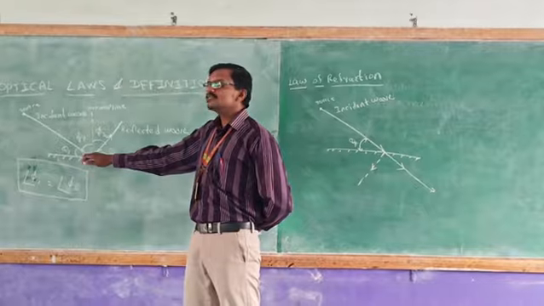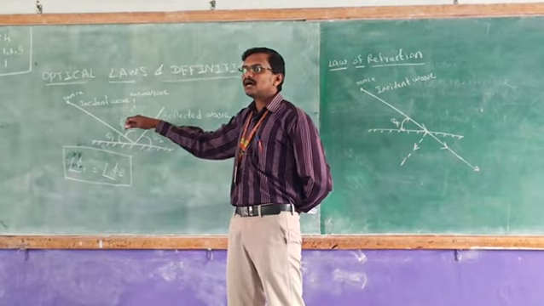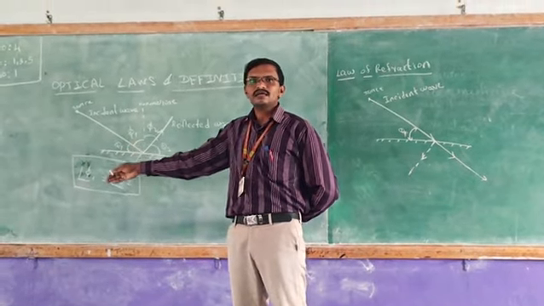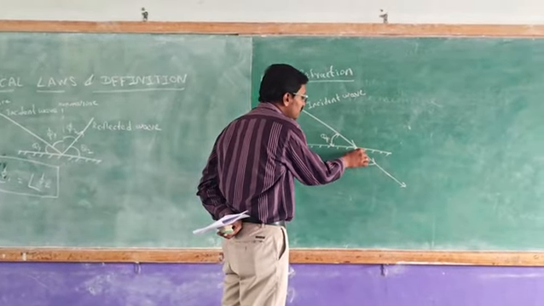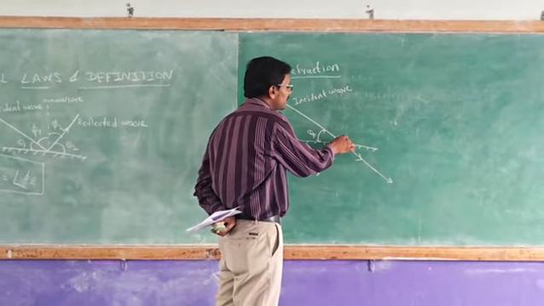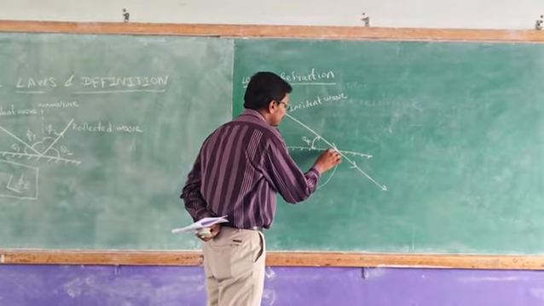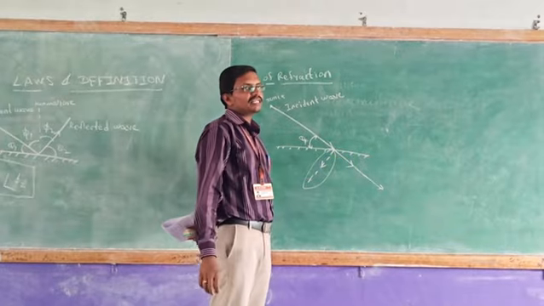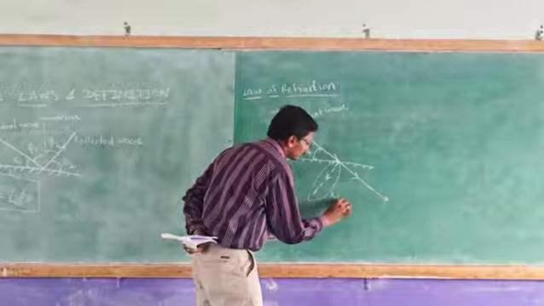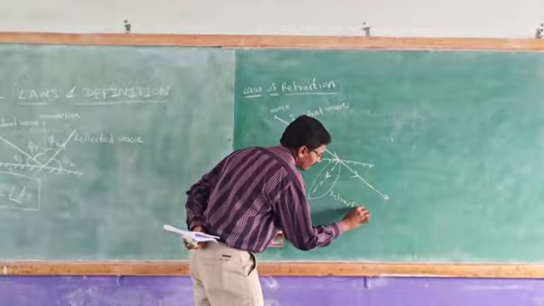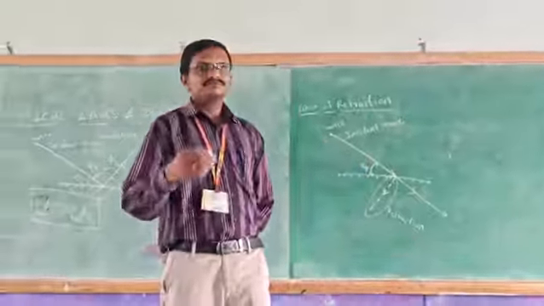So reflection means the entire waves are reflected at some other angle, like a mirror. Okay, but here what happens? The waves can pass through the medium or the surface, but the angle will change. So this is called refraction. This is the normal projection of light. This is the output. Okay, this is called refraction. Understand?